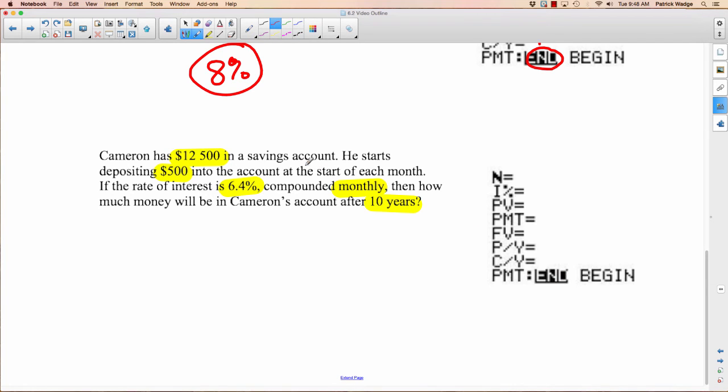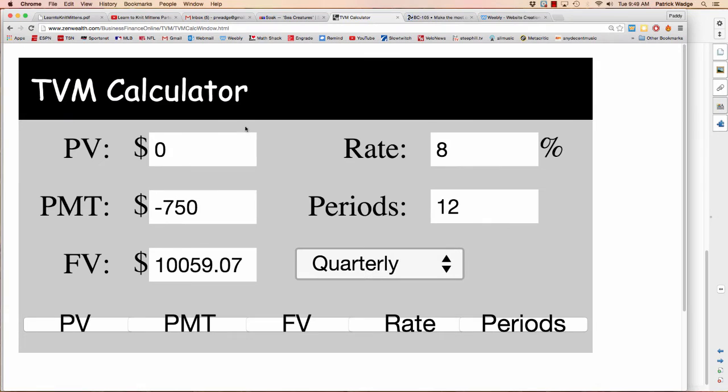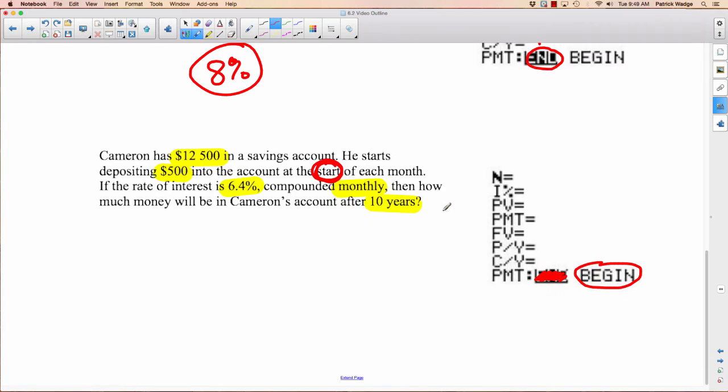Because if you look, he starts depositing money into the account at the start of each month. This has to go here. We have to look at beginning. And if you look at my calculator I've been using here, it doesn't give you the option of switching to beginning. It always does the end, unfortunately. So we're going to have to use either a different online calculator or the TI-83. I guess I'll use the TI-83 since you probably will be using it in class anyway. It's probably good for me to show you using it at least once.